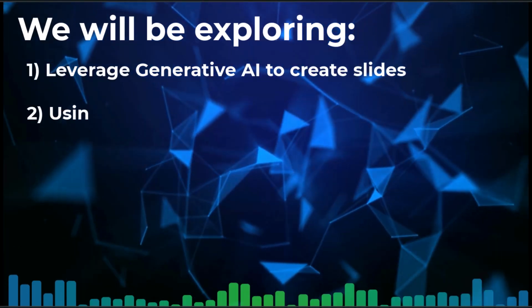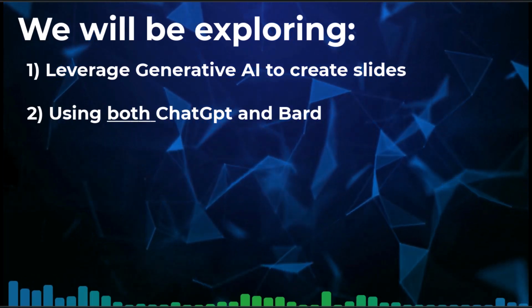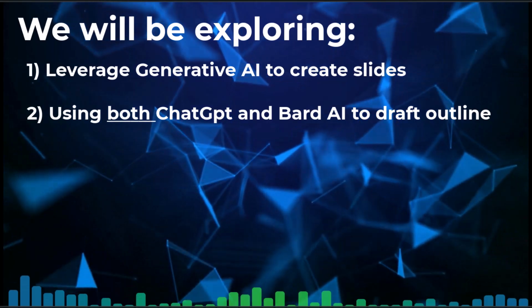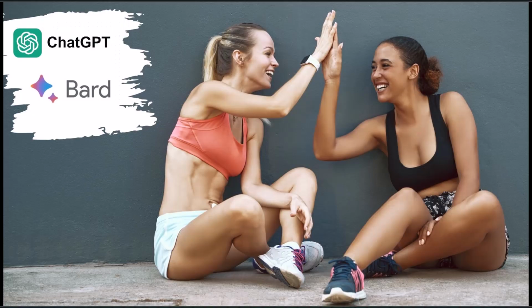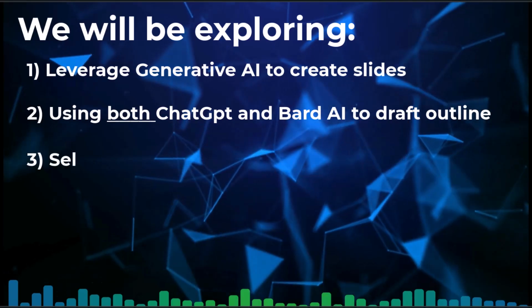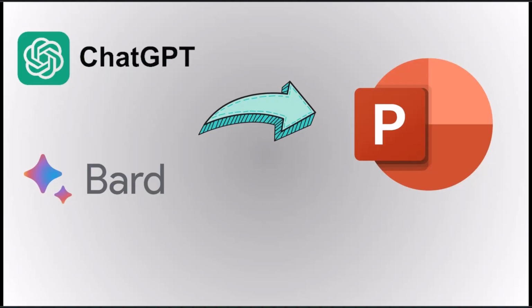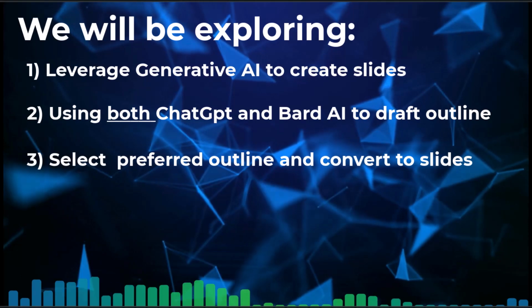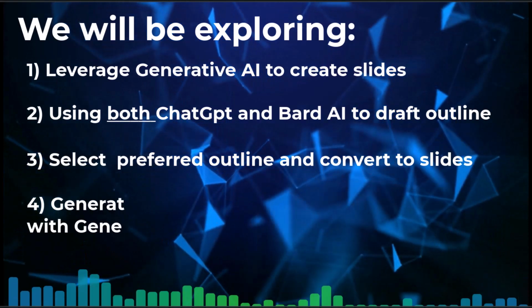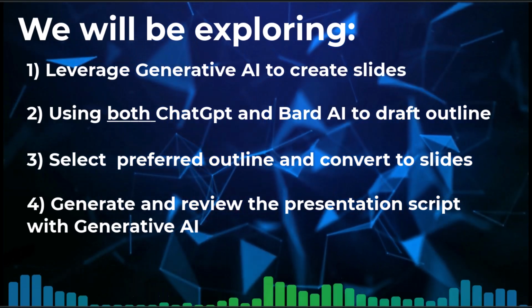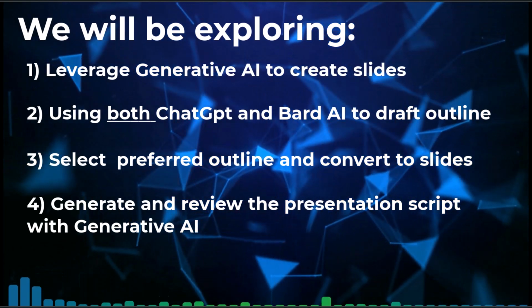We'll be using both Generative AI, ChatGPT, and Google's Bard AI in collaboration to help in generating the slides outline. ChatGPT and Bard AI will be instructed to generate a draft of our slides outline. Then we will select the preferred generated slide outline from either ChatGPT or Bard AI and convert the outline to a slide deck. We will use AI in PowerPoint to help enhance the slides. Next, we will ask the Generative AI to provide a presentation script for the slide deck and review the presentation script for us to fine-tune the script.